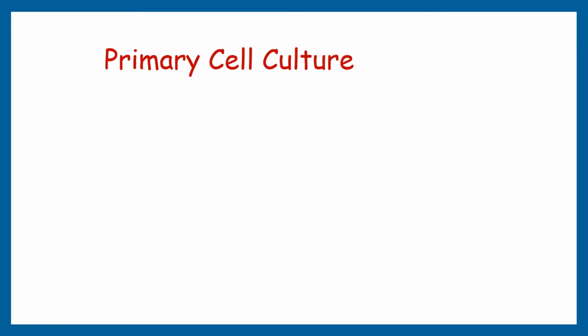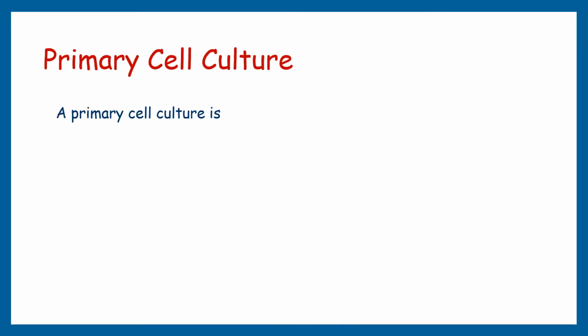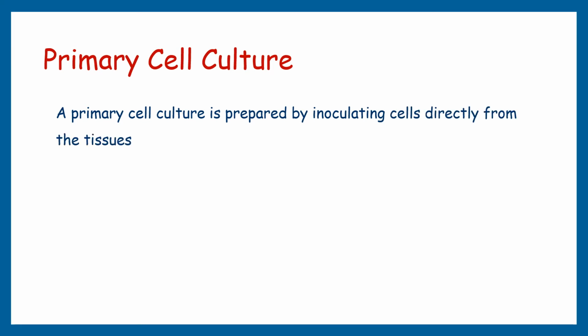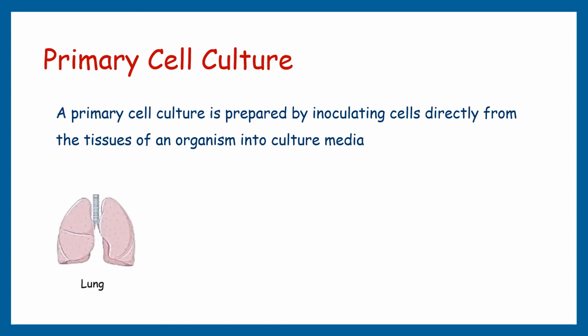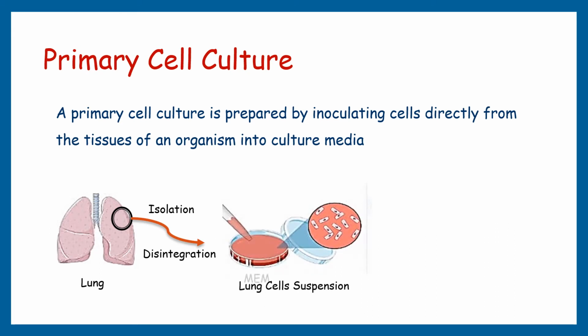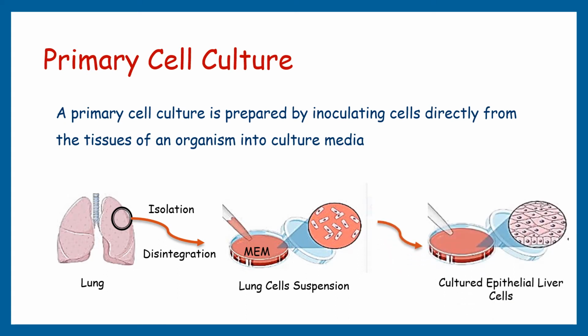A primary cell culture is prepared by inoculating cells directly from the tissues of an organism into culture media. For example, lung tissues can be isolated from the organ directly and disintegrated manually or biochemically by using pipettes up and down. Once the cells are disintegrated fully, we plate the cell suspension into its favorable media and allow it to grow aseptically. After some weeks, we can see a layer of cuboidal epithelial lung cells at the bottom of the plate.